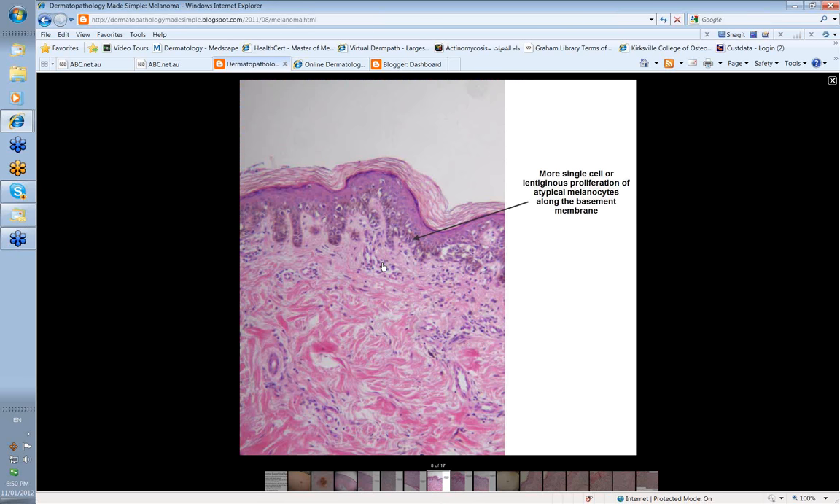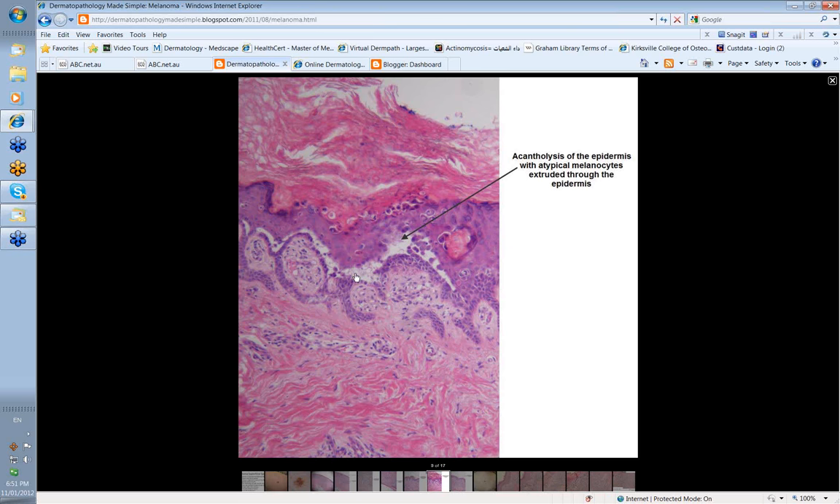As you go more laterally, it's not as prominent. And what you tend to see here is a more lentiginous spread. Certainly, there are some small nests here, but these are some atypical melanocytes, varying size of the nuclei, and some lentiginous spread along the base here. Here's a nest there with a bit of clefting round about it. So as it says there, more single-cell or lentiginous proliferation of atypical melanocytes along the basement membrane. And this is this lateral spread that we were talking about.